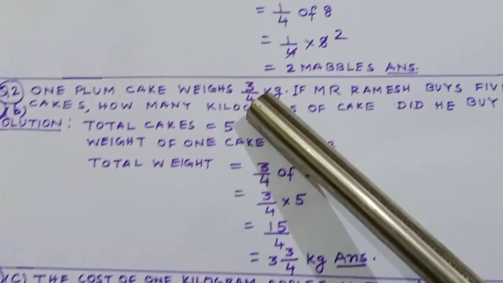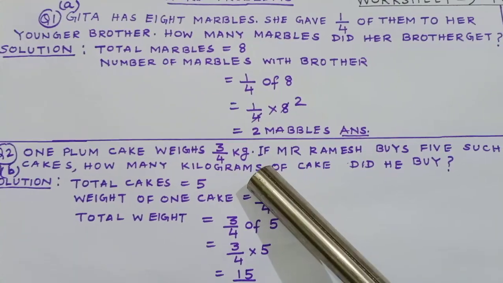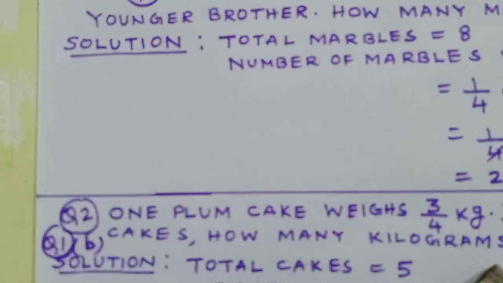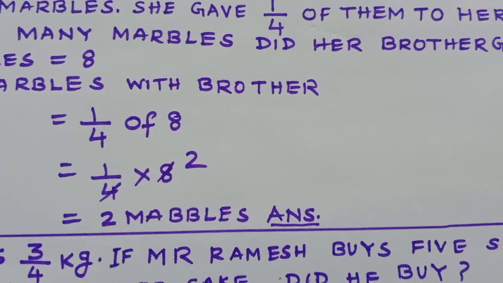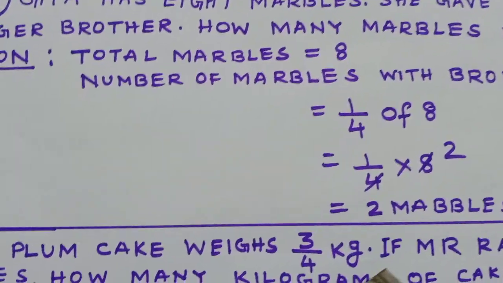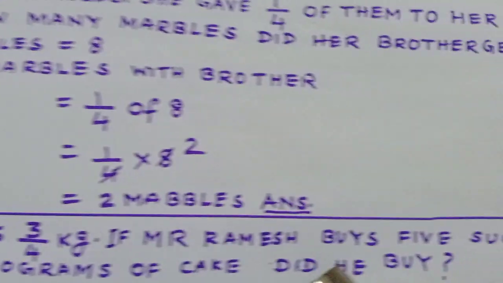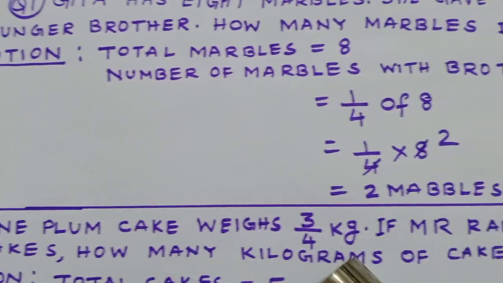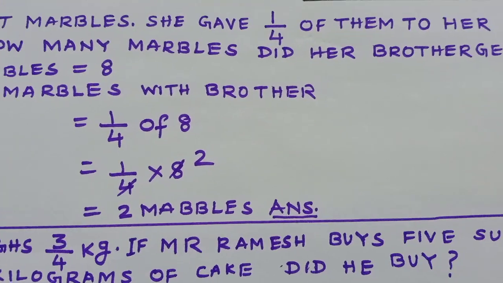1 plum cake weighs 3/4 kg. Oh, somebody's birthday is there. If Mr. Ramesh buys 5 such cakes, how many kilograms of cake did he buy? 1 plum cake weighs 3/4 kg. Mr. Ramesh buys how many? 5 plum cakes. How many kilograms of cake did he buy total? We have to calculate. What will we do? We will write solution. See the way I have solved.